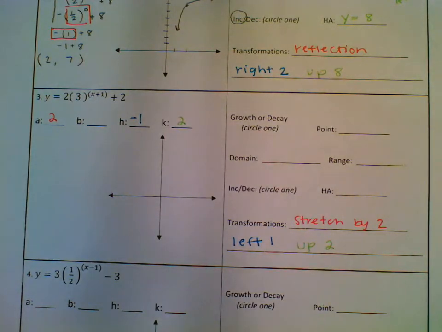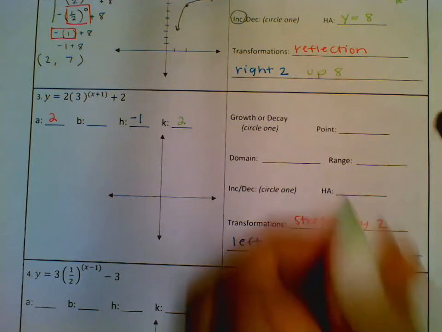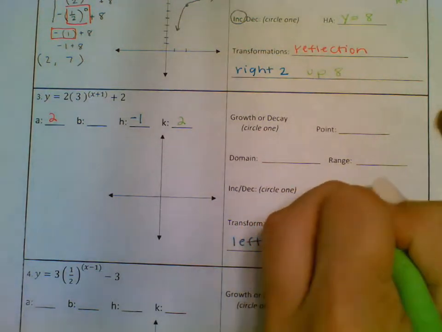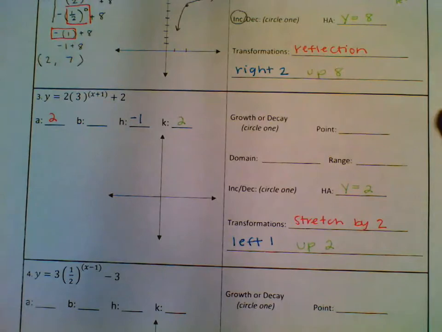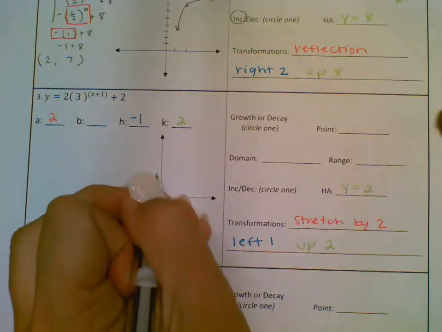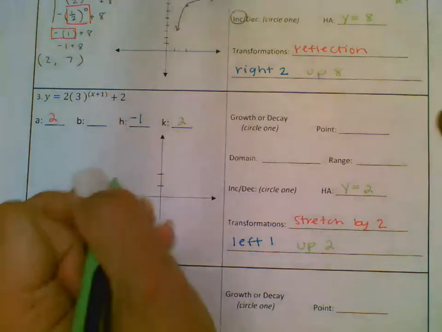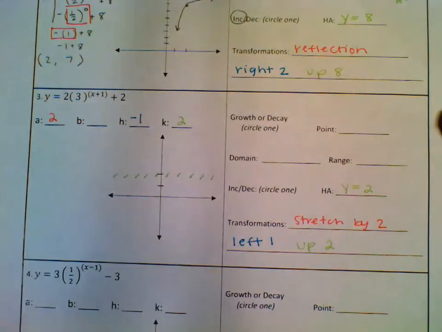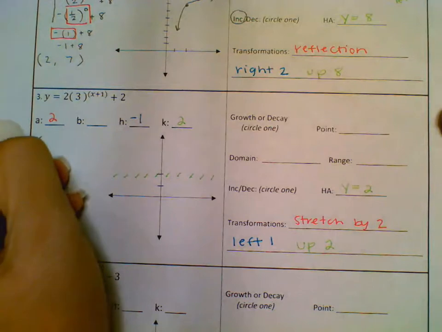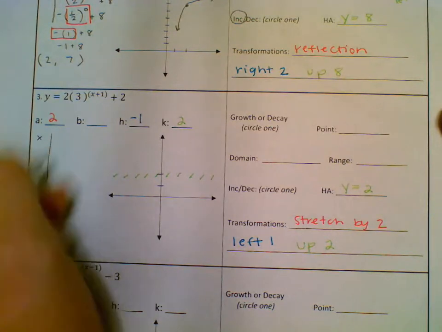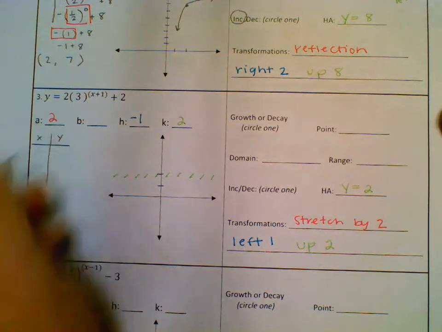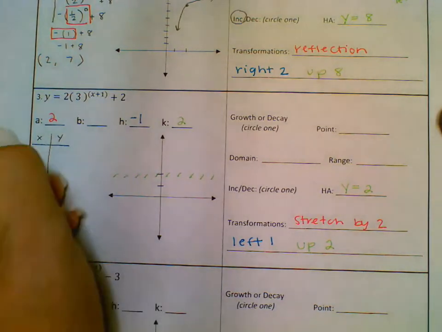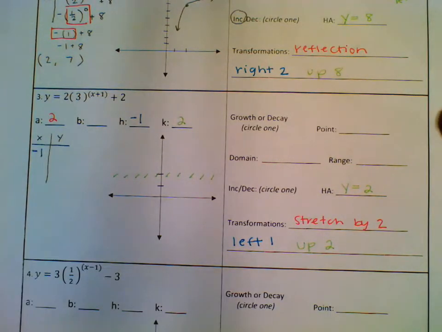Up 2 is also going to be my horizontal asymptote, so y equals 2 is my horizontal asymptote. Up here at 2, we have our asymptote. And then we can find our point. To find the point, I'm going to use my h value of negative 1 and plug that negative 1 in to see what my y value is going to be.